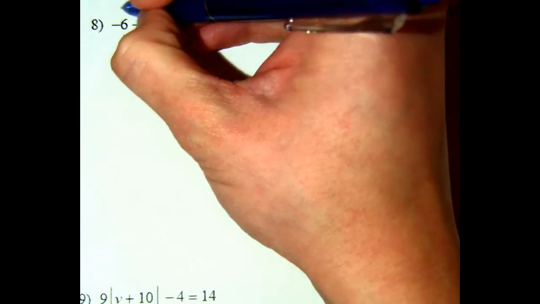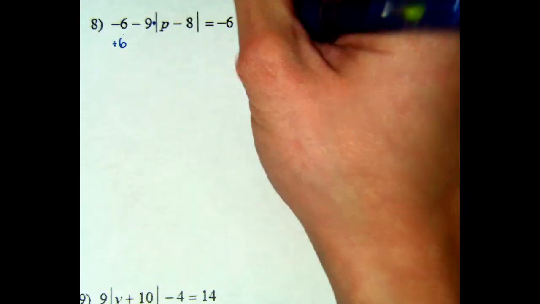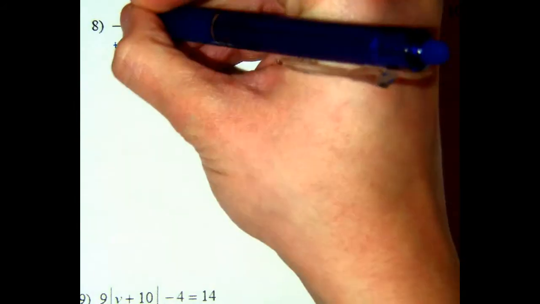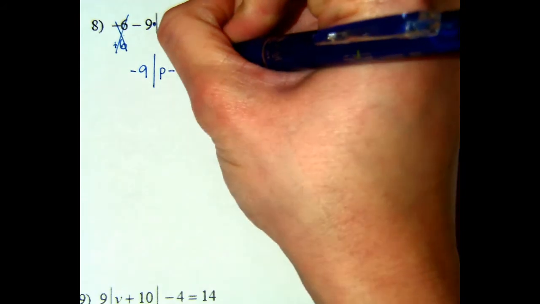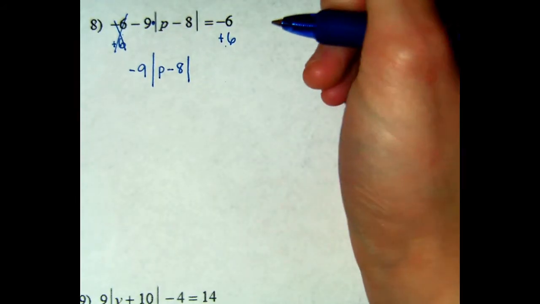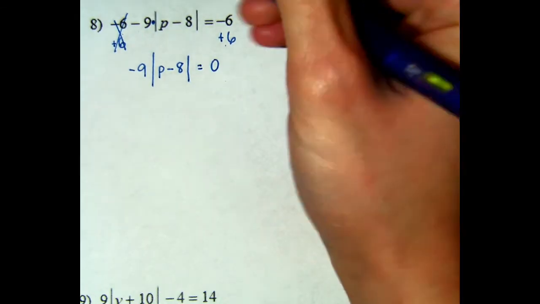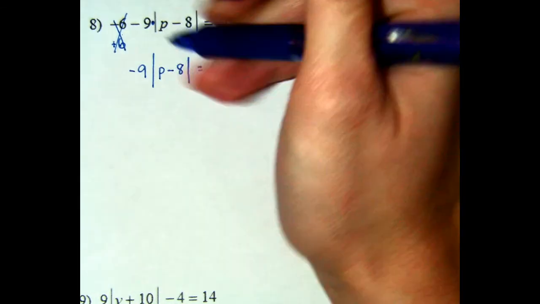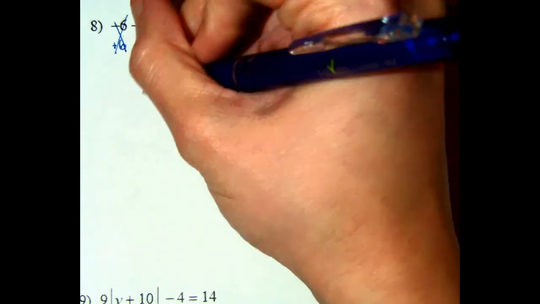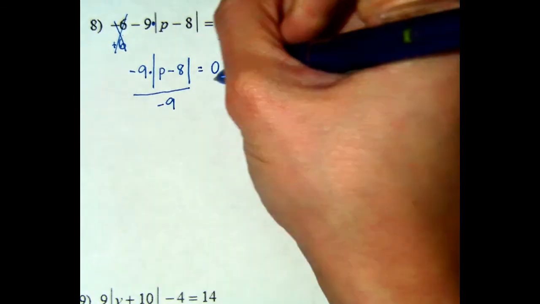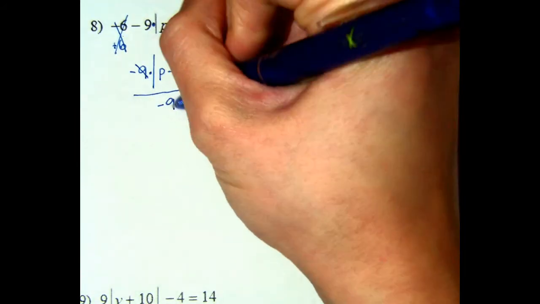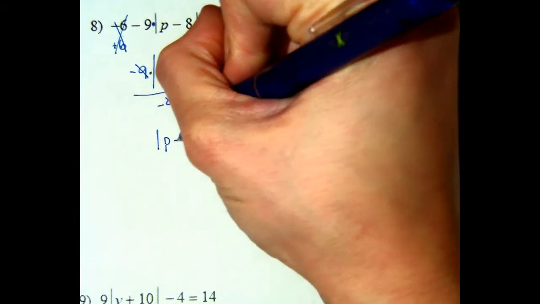We are going to deal with this negative 6 first by adding it to the other side. We're going to bring down the negative 9 and the absolute value bars. It's a good idea to make them longer because you don't want to mistake them for ones. And that equals 0. I still have something with the absolute value bars. Remember I said this is multiplication, so I'm going to undo this by dividing. The absolute value of p minus 8 equals 0. We have finished step 1.